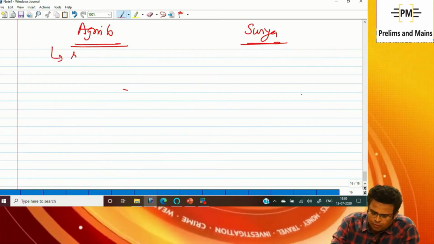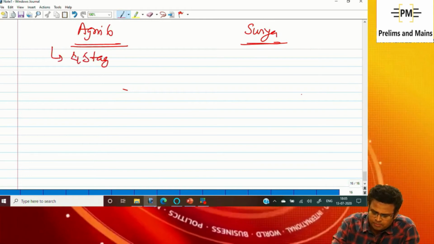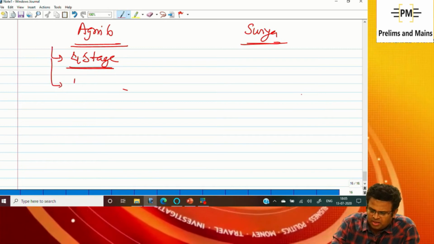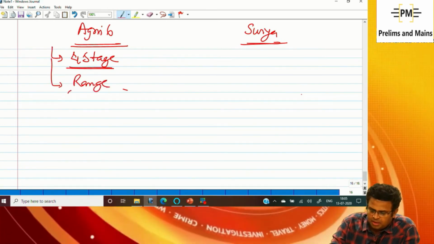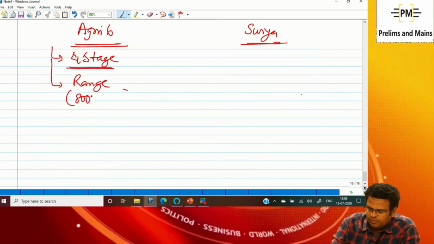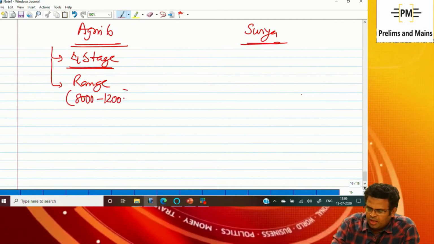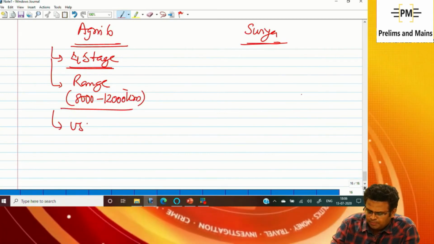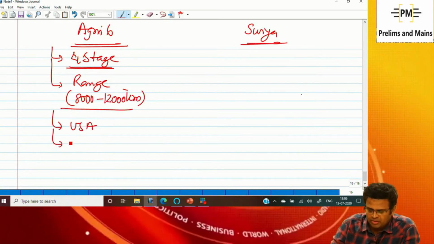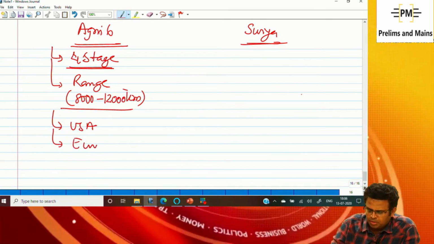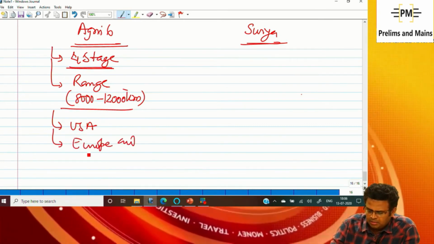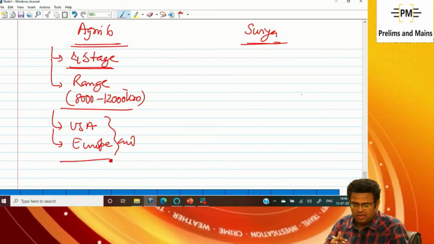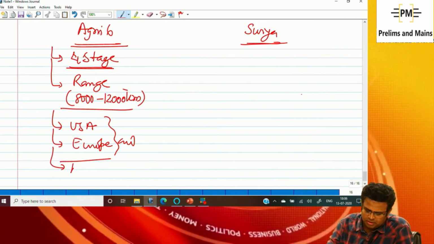I said that it is a 4-stage rocket, and its range is 8,000 to 12,000 kilometers, which covers parts of the USA and Europe. So if it is covering the USA, Europe, Australia, all of this.